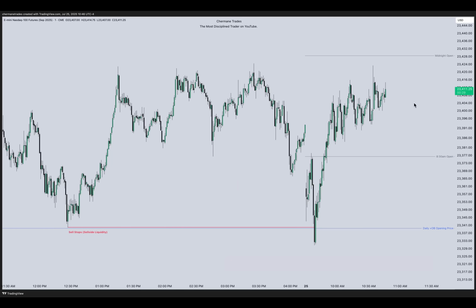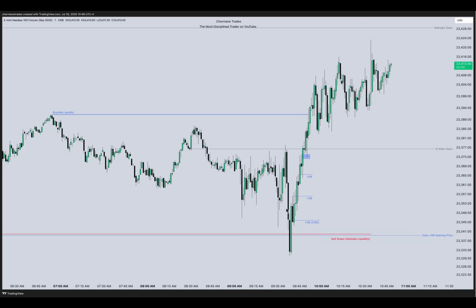23,500. So this move lower does not scare us. It does not trip us up. We're not looking to short it. That is not our trade. This is what we're looking to capture.